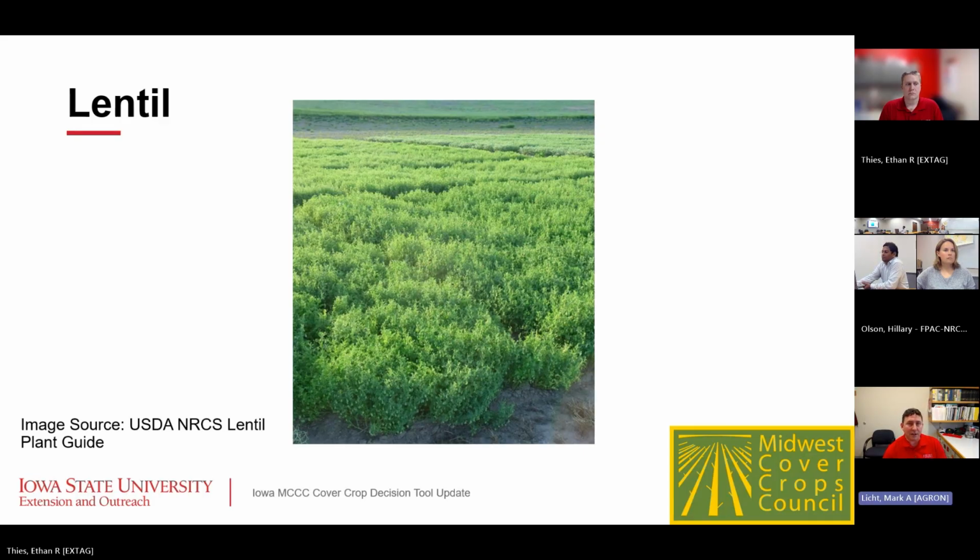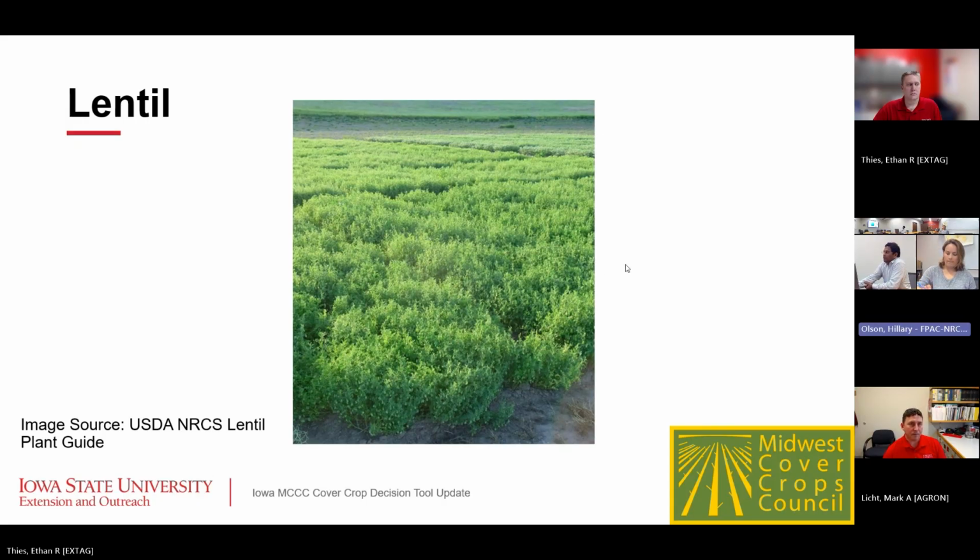And because of some of these characteristics, I tend to say that they probably work better in a mixture versus as a single species. And this may be a species that we would consider if we were looking for a spring seeded cover crop, at the end of March or early April, and we had some time to allow it to grow before going on to the next cash crop.